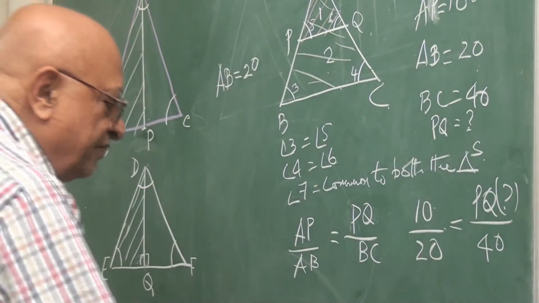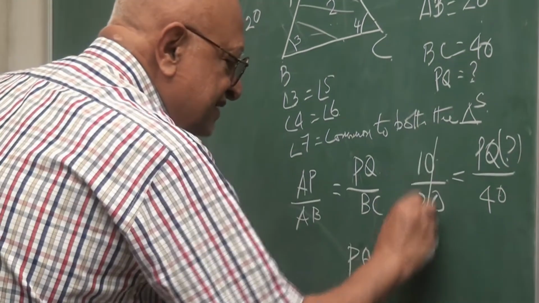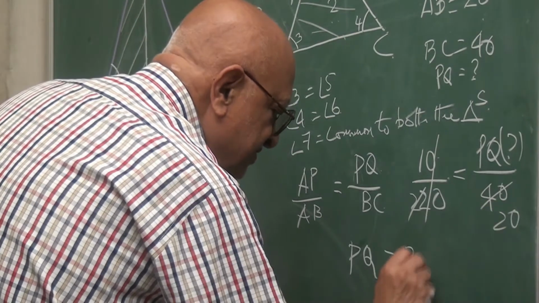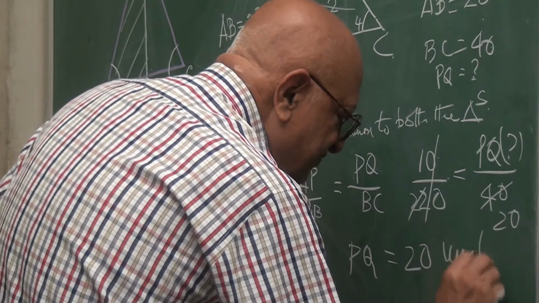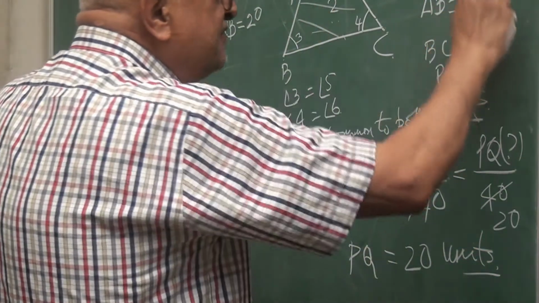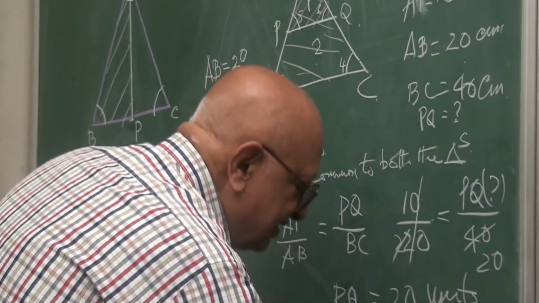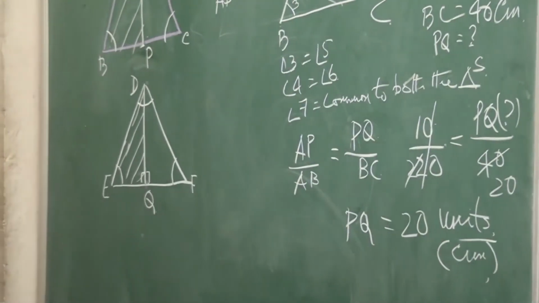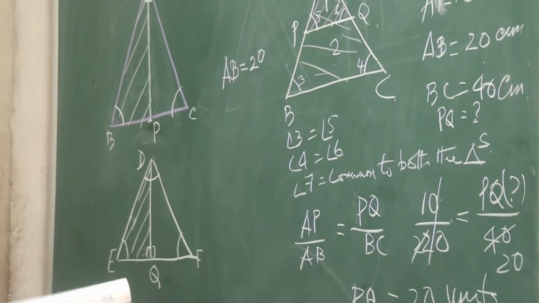Okay, so what will be PQ? Child's play. This is 2, this and this will be 20, so PQ is equal to 20. So you can call it units. If this is given in centimeter, then it will be in centimeter. I have taken centimeter, so call all of them in centimeter, otherwise you have to convert centimeter into meter, and that will create another problem.